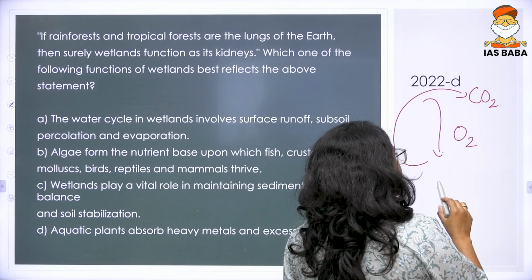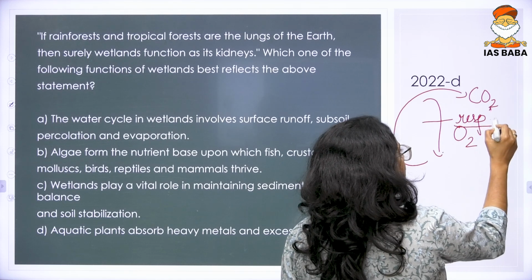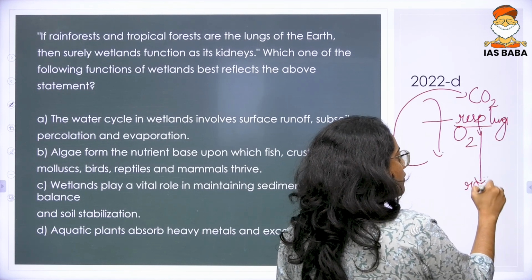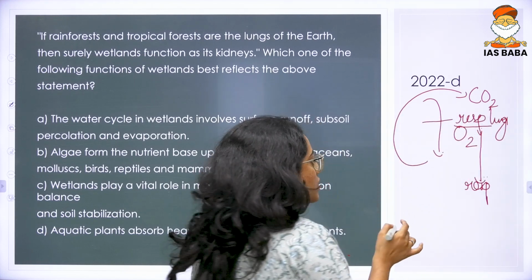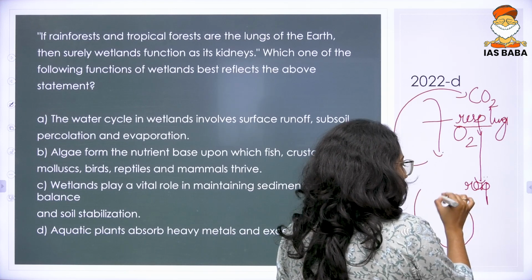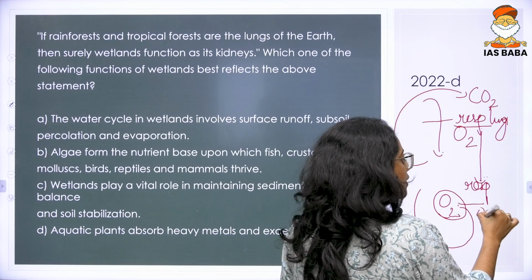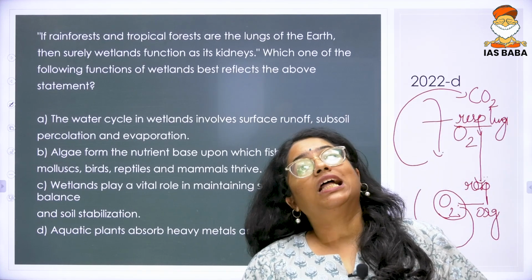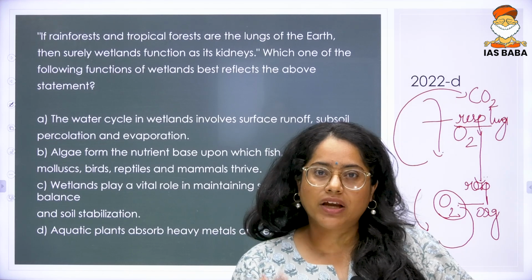Because this is your normal respiration, as in the case of the lungs. Essentially, what are they doing? Respiration activity. The rainforests are called the lungs of the earth because they take in the carbon dioxide and give out oxygen. The oxygen is used by the other organisms on the earth. Now, they're saying that wetlands are its kidneys. What does the kidney do? The kidney purifies the waste that is there in your body.